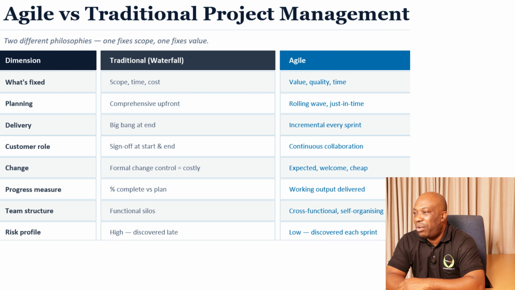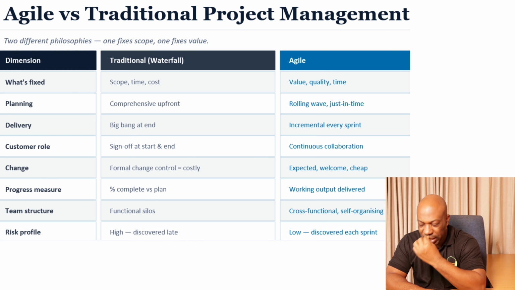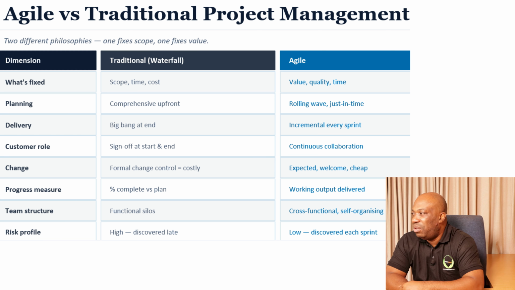Then in terms of customer role, in a traditional waterfall, you have sign-offs of customer requirements right at the start and also at the end. But as compared to Agile, you have continuous collaboration when it comes to customer role. You work with the customer from the beginning all the way up to the end.